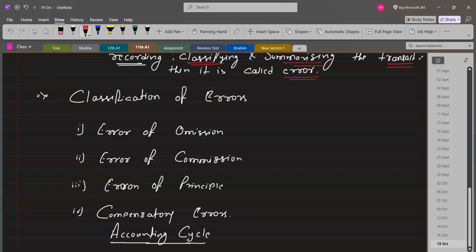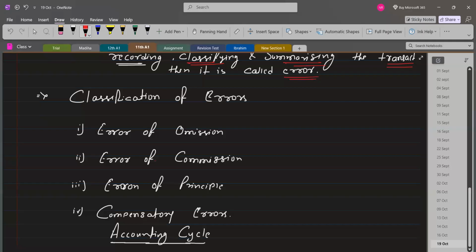Second is error of commission, means error of amounts. Like you are writing 500, and by mistake you have written 5,000, or vice versa. The same thing happens if you are writing 678 and you have written 867. So the amount is changed somehow. So it is called error of commission.